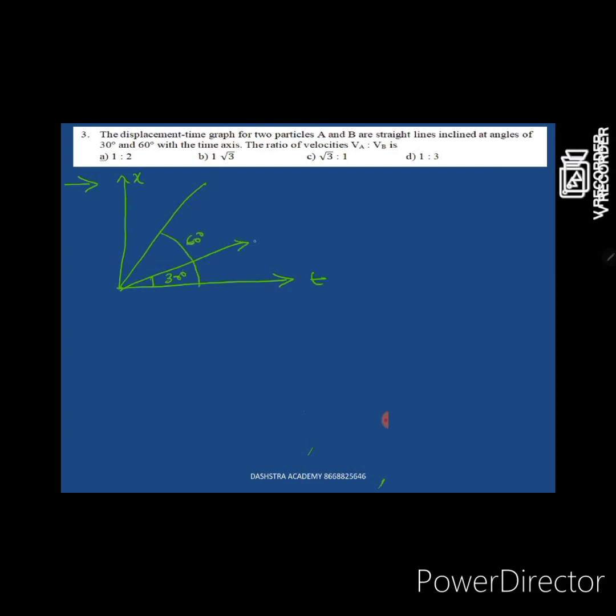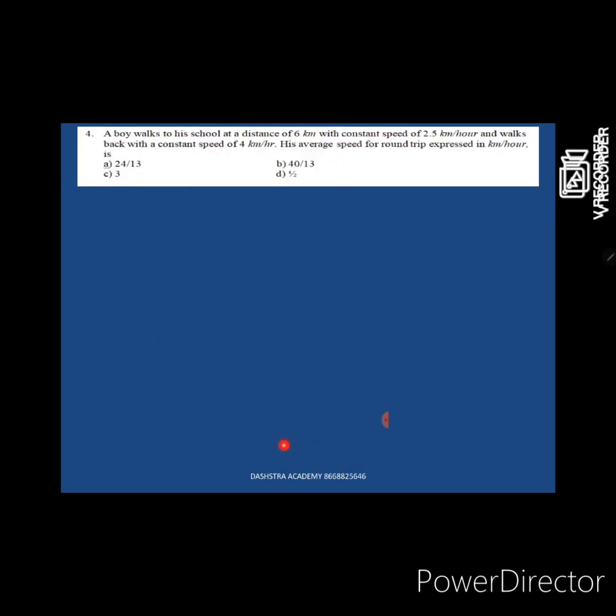The slope of a displacement time graph is obviously velocity, and this is velocity VB. We have to calculate the ratio, so VA divided by VB. We know that the slope of this graph will give you velocity, and the slope is calculated by using the formula tan theta. So for VA it will be tan 30 divided by, for VB it will be tan 60. The value of tan 30 is 1 by root 3, value of tan 60 is root 3, so this will become 1 by 3, and therefore my correct option will be option D. Right, clear?